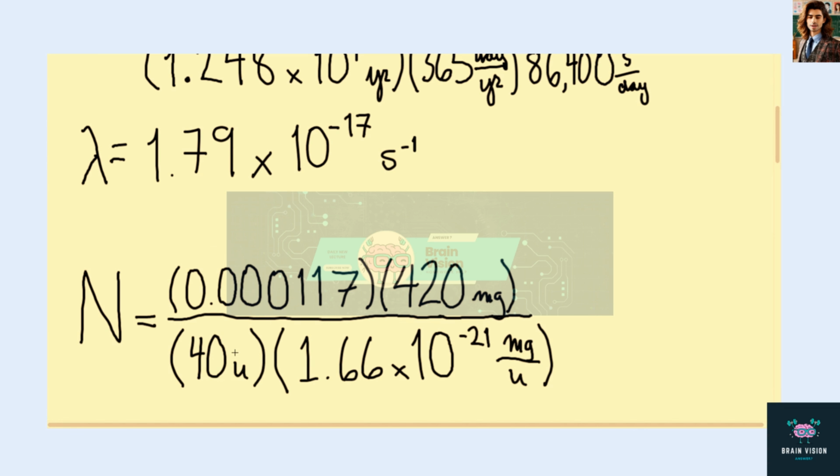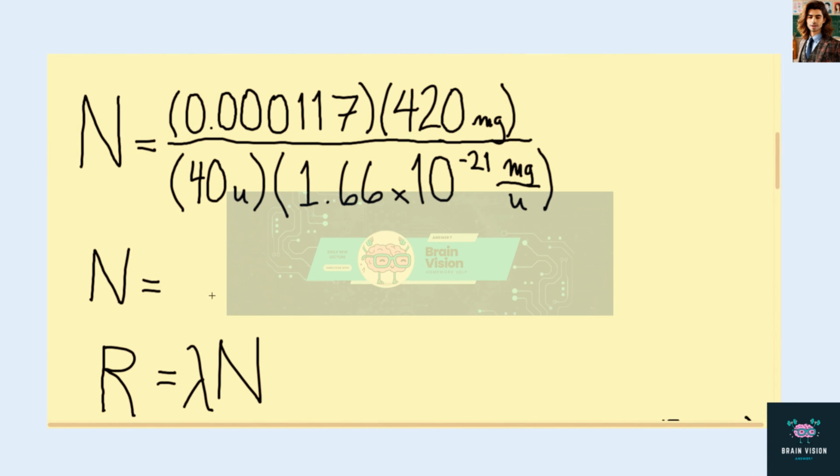The denominator, we can approximate the atomic mass of potassium 40 using the atomic mass units, and the atomic mass number of potassium 40 is 40. This is an approximation. However, for the purpose of significant figures, it will do fine. And of course, we need our conversion factor going from atomic mass units to milligrams. That way, we're left with a unitless count of the number of nuclei. Plugging in these numbers, we find that there is 7.40 times 10 to the 17th nuclei.